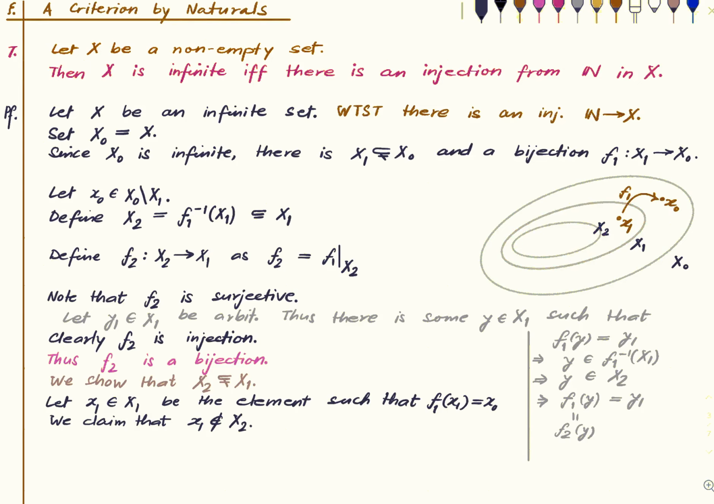So this way we can keep on going, creating x3 and so on. It is difficult to make any more blobs, but you can keep on creating them and finding these x2s and x3s and so on this way. And now we can find an injection from the naturals inside our set x0 just by mapping 1 to this guy, 2 to that guy, 3 to that guy, and so on. So that gives us an injection of naturals inside the set x0. x0 is same as x, and that finishes the proof.